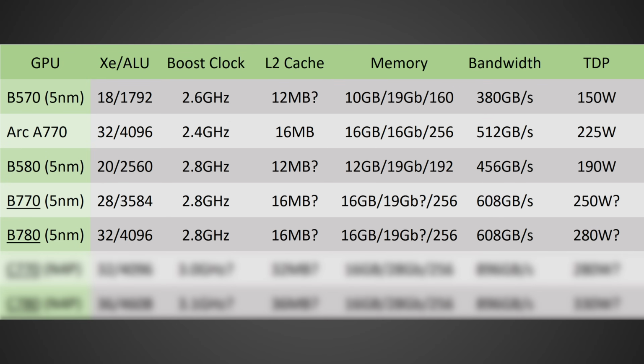Now, once again here, we can see that I did list the B770 and the B780, which sounds like they might actually be coming by the end of this year, although we'll have to wait and see if that ends up being the case. But whether or not those do end up releasing, Celestial will.